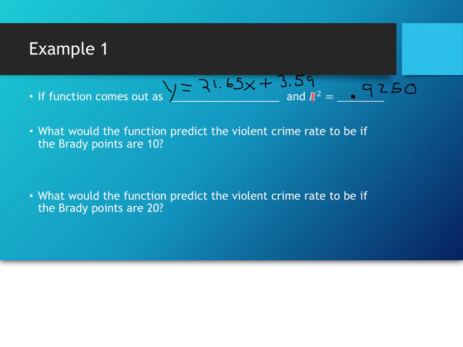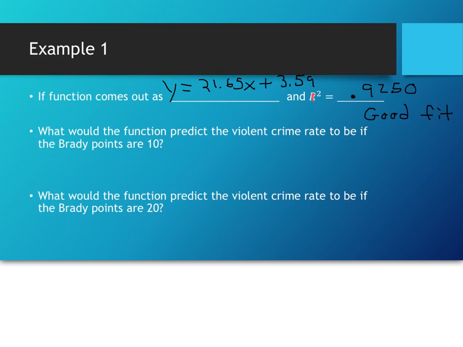But anyways, this line is predicting the violent crime rate based on Brady's scorecard points. So X is the scorecard points, Y is the violent crime rate. And this, by the way, is a good fit. This line fits the data that we've been given very well. That 0.9250, that is a good fit. That's over 0.6, so we're good to go.